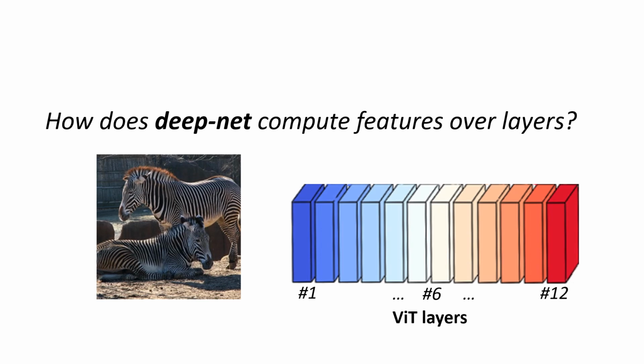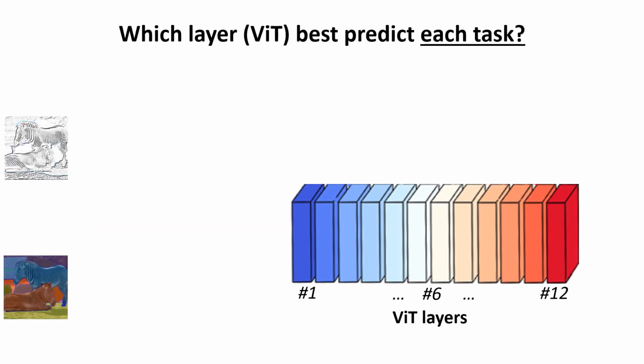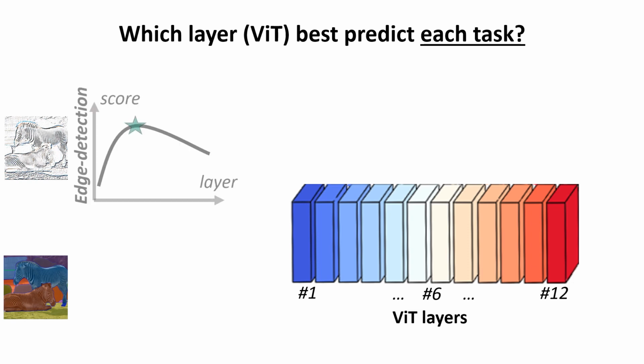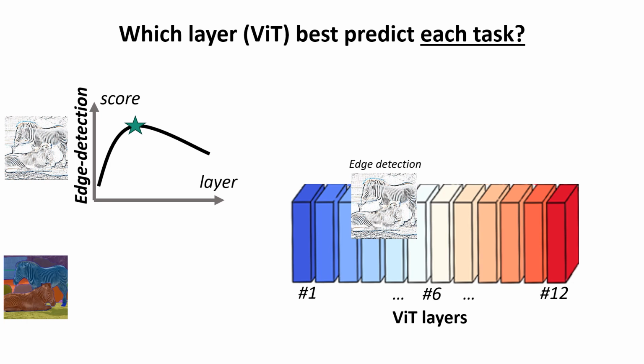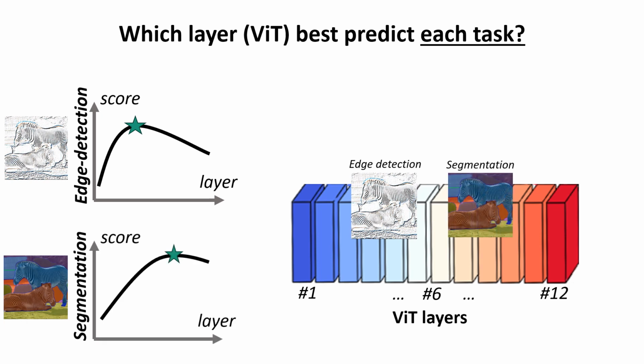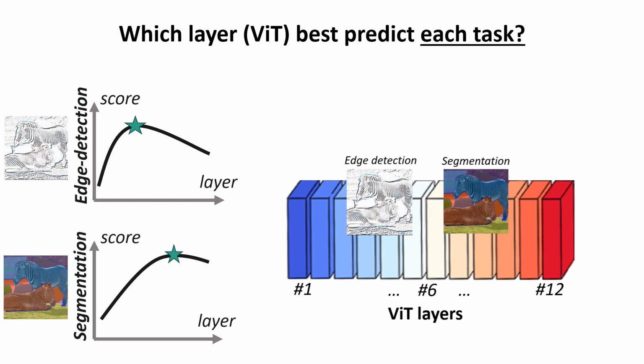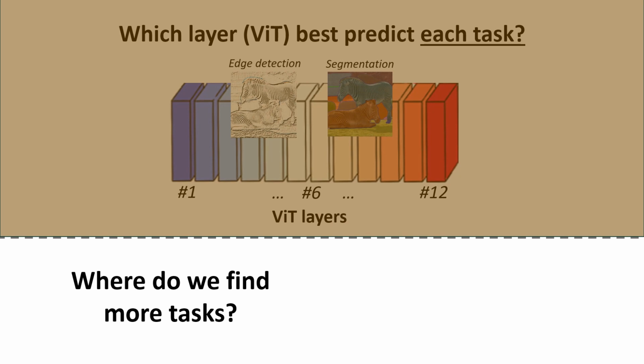Next, we recall ways to study how a deep net computes features over layers. One way to find out is to probe layers from a pre-trained model on some tasks. For example, we can take a pre-trained model and run a grid search on which layer best predicts an edge detection task. We find the early layer has the best score and conclude that the early layer is doing edge detection. Then we could repeat the same process for another task, like segmentation, and find out the middle layer is doing segmentation. This simple experiment tells us something about feature computation in deep nets.